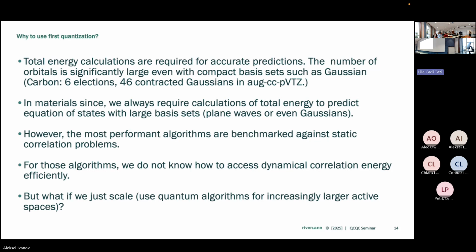On the quantum side, I will come to this later. So we use quantum phase estimation with a so-called qubitized quantum walk operator. So it's not very short.